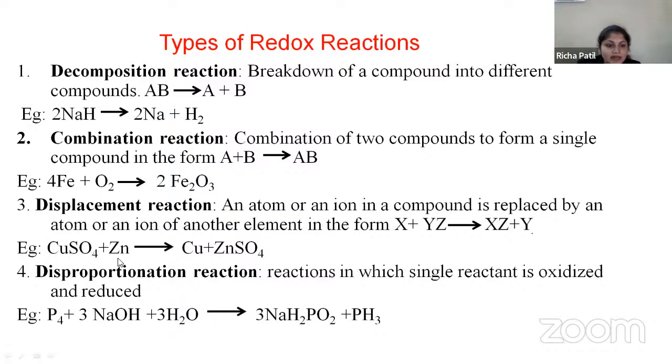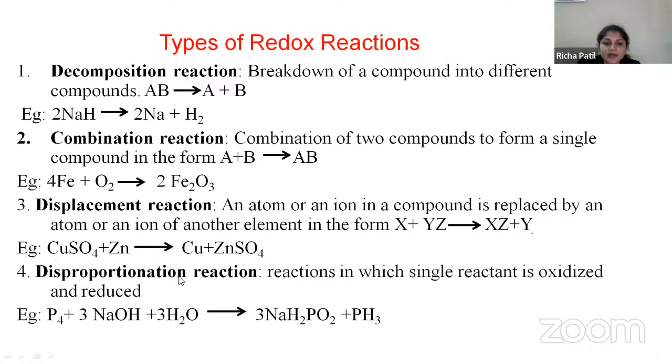You can see the reaction: copper sulfate plus zinc giving you copper plus zinc sulfate. Here copper sulfate is a compound, and the element getting displaced from this compound is copper. Zinc sulfate gets formed. So this is a displacement reaction. Displacement reactions are of two types: metal displacement and non-metal displacement. Metal means metals get displaced. In non-metal displacement, one of the atoms or ions in a compound is replaced by another atom or ion of another element. So this is an example of metal displacement.